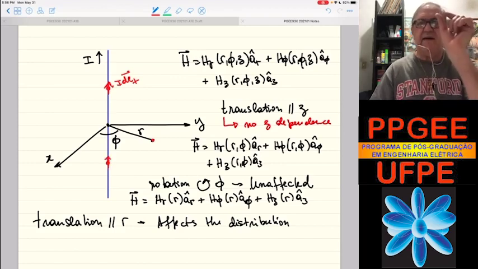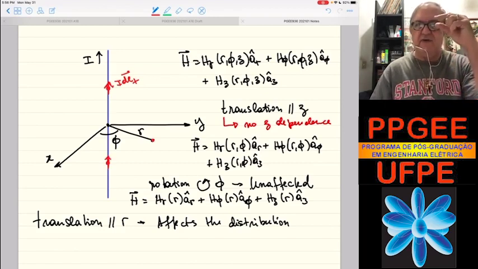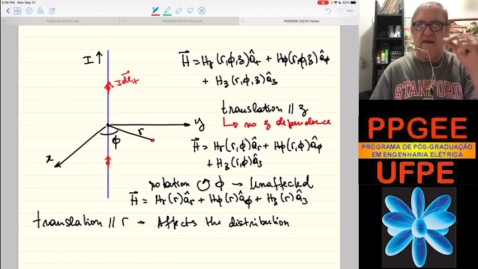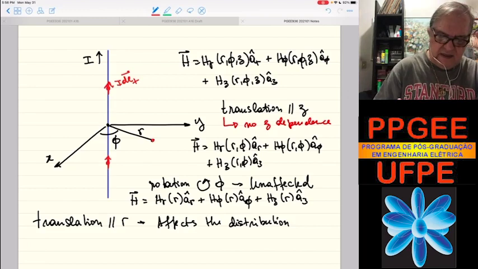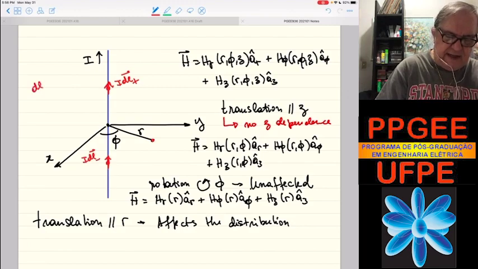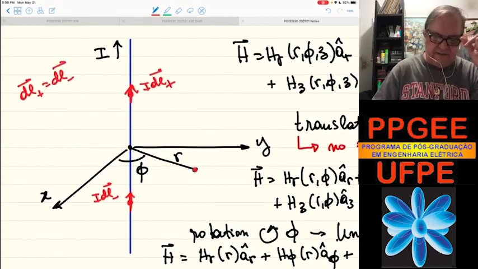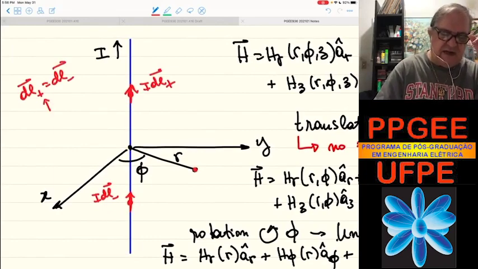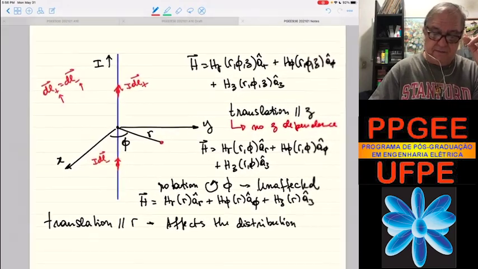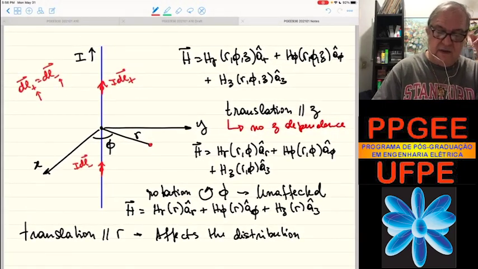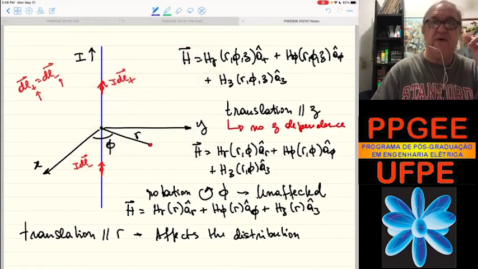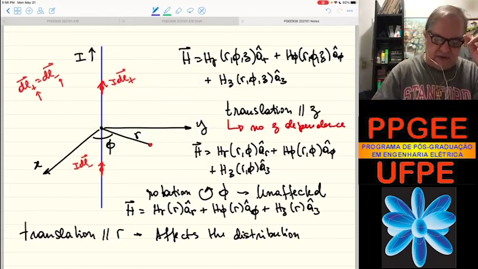Same dL, same length dL. So I have to have the same magnitude of the source. So this is I dL minus. But you see that dL plus equals dL minus. I'm just putting the sign to differentiate the location of those, okay? So let's look at the contribution of the field of those two.